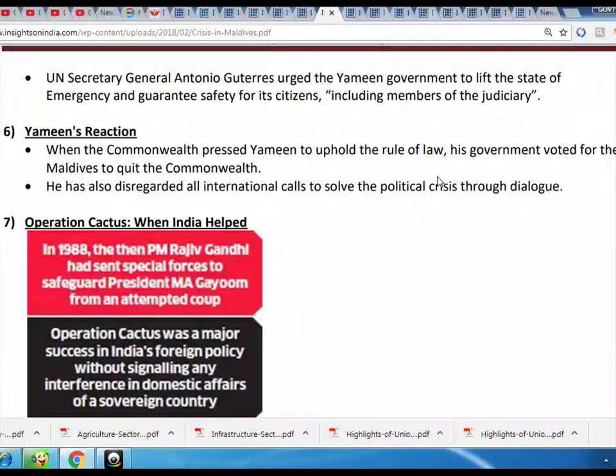www.insightsays.com. Secretary General Antonio Guterres urged the Yameen government to lift the state of emergency and guarantee safety for its citizens, including members of the judiciary. 6. Yameen's reaction. When the Commonwealth pressed Yameen to uphold the rule of law, his government voted for the Maldives to quit the Commonwealth. He has also disregarded all international calls to solve the political crisis through dialogue.